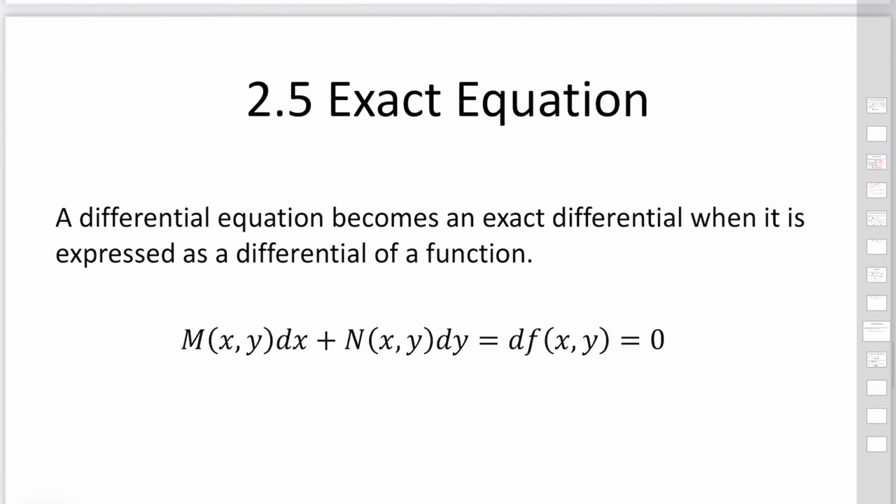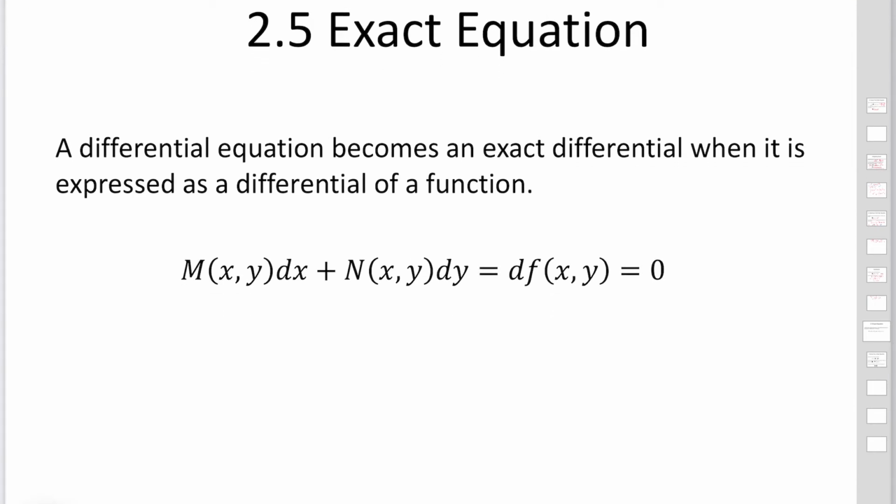The next section is exact equations. A differential equation becomes an exact differential when it is expressed as the differential of a function. So we consider M dx plus N dy. If this form of the equation happens to express df, then from this equation you can easily integrate.